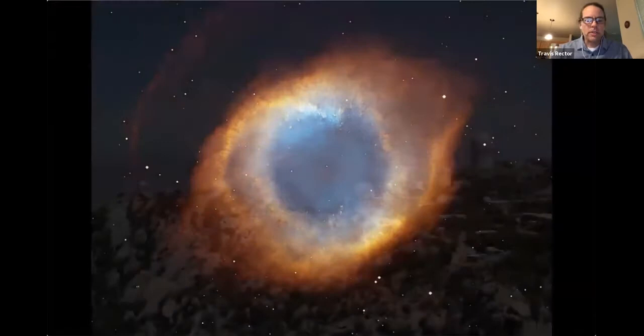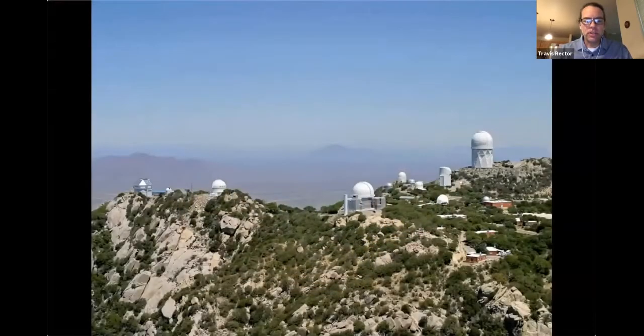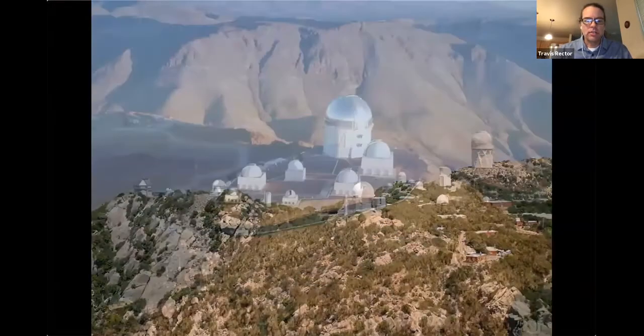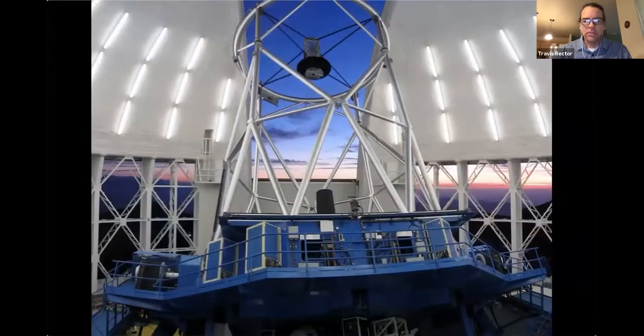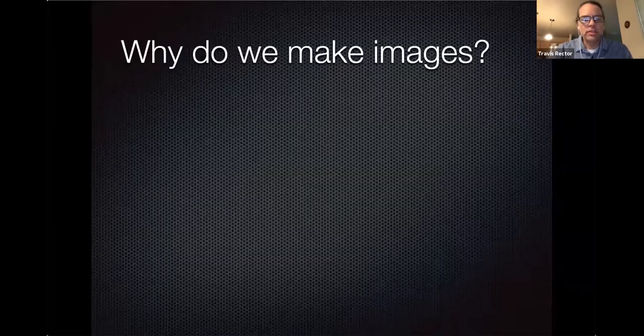For many years, I've been making many of the images you see from Kitt Peak, Cerro Tololo, and the Gemini observatories. What I want to do with my talk here is to first talk about why we make these images, then how we make the images, and then also answer some questions that people commonly have about them. So why do we make these images?